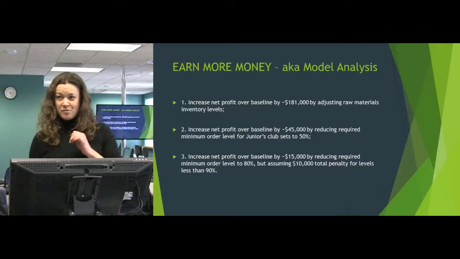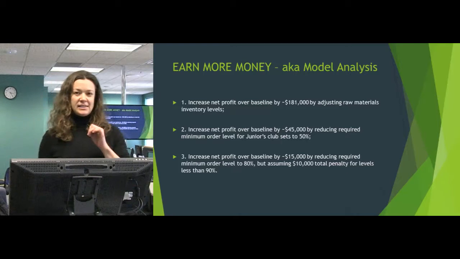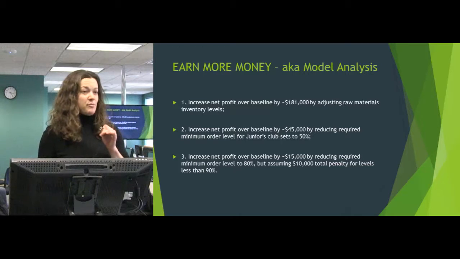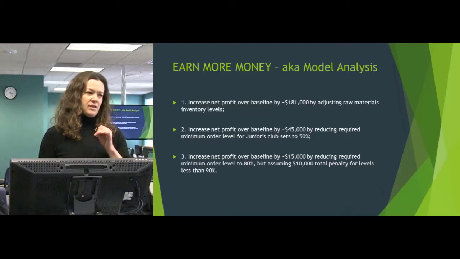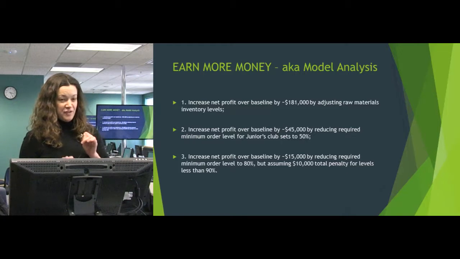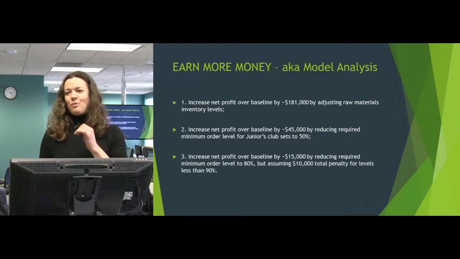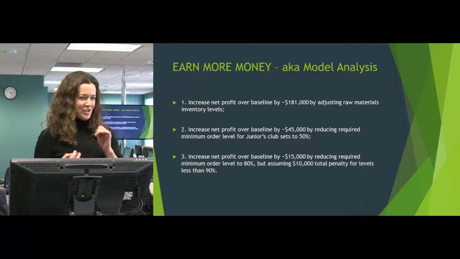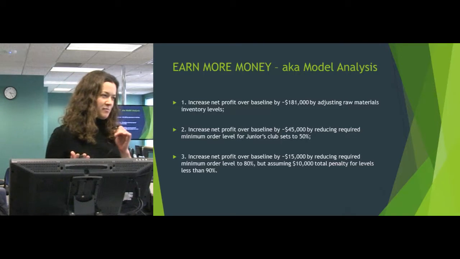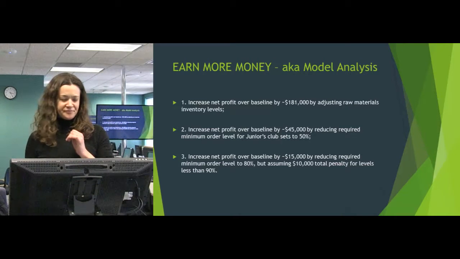Another analysis that we performed was to say, hey, what if we could change our contract and they would let us stock less than what our current contract states, which is 90%. So what if we could reduce that threshold to 50% or even 80%? Probably the distributor would say, okay, we'll give you that, but we want something in return. And something that they might say is, we'll charge you 10 grand every time you have less than 90%. So we just did a hypothetical scenario there.